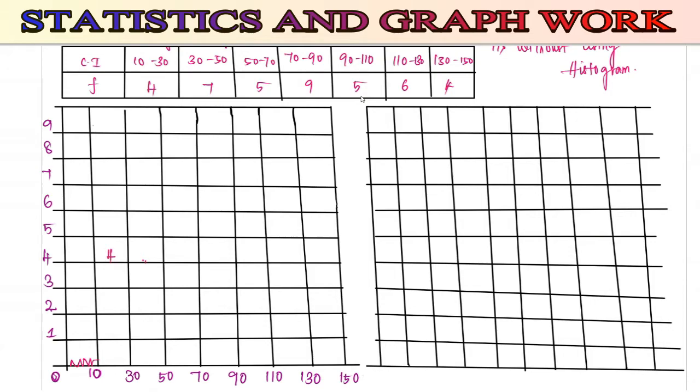Then 30 to 50, 7. So here it is 7. The next one 50 to 70, the value will be 5. The next one 70 to 90, the value is 9. And 90 to 110, the value is 5. And the next one 110 to 130, it is 6. 130 to 150, it is 4.